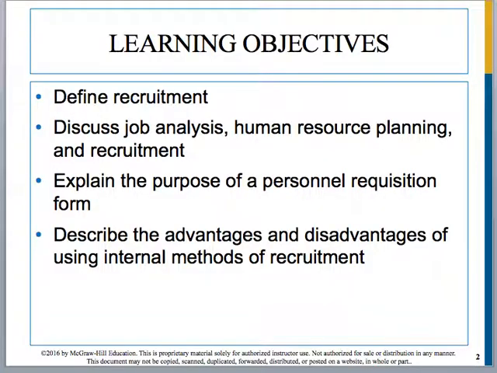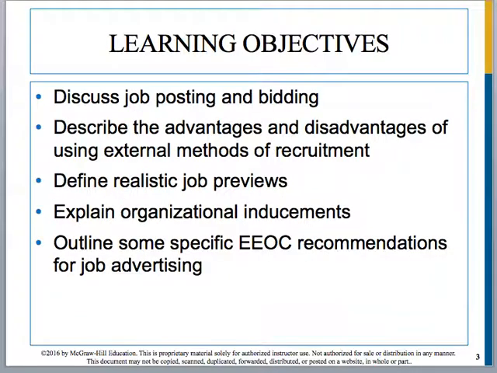Some of the things that you should be able to grasp and learn by the end of reading this chapter is your ability to define recruitment and what it is, what it's not, discuss job analysis, human resource planning and recruitment, explain what the purpose of a personnel requisition form is in an organization, and the advantages and disadvantages of using internal methods of recruitment. You should also be able to discuss job postings and bidding and the processes that go into both, the advantages and disadvantages of using external methods of recruitment, right? So you're going to look at both internal and external, defining realistic job previews, explaining organizational inducements, and outlining some of the specific EEOC recommendations for advertising jobs.